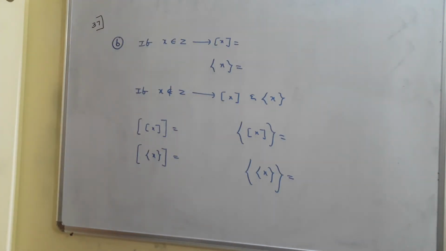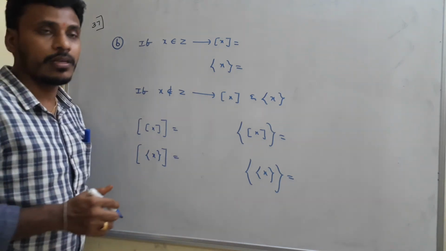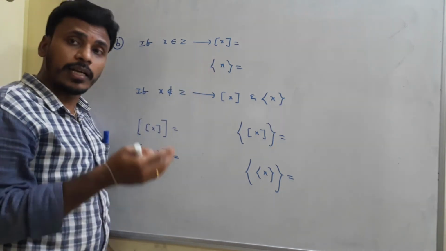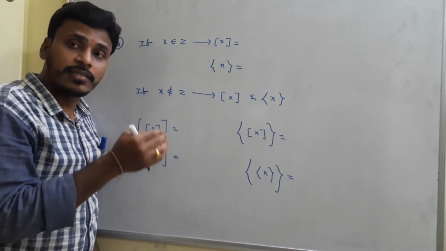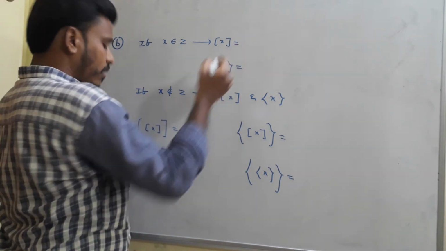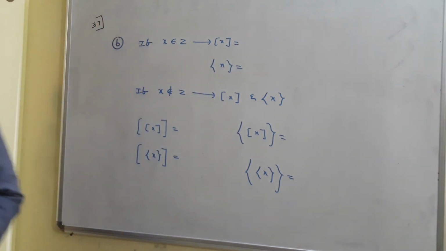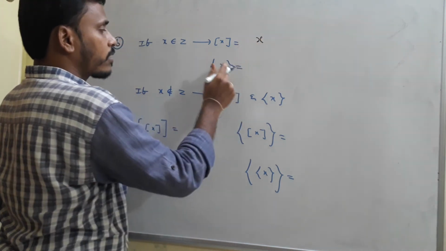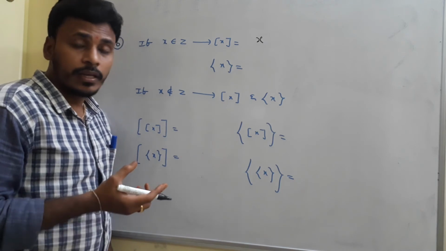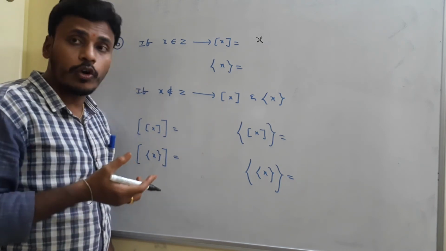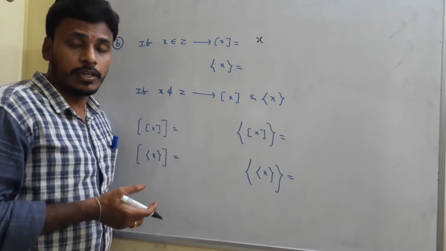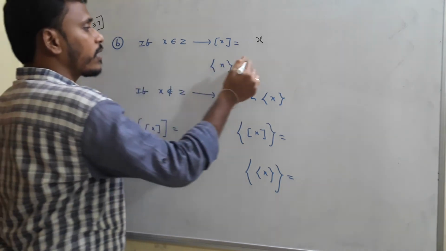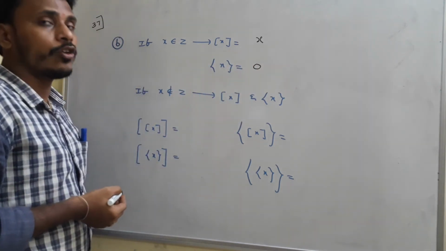Some simple properties related to [x] and the fractional part of x. If x is an integer, then [x] is simply the integral part of x. Since x itself is an integer, [x] is directly x. And what about the fractional part of x? Take any integer; an integer has no decimal part. For example, 3 is an integer with no decimal part, minus 12 is an integer with no decimal part. That's why for all integers x, the fractional part value is 0.